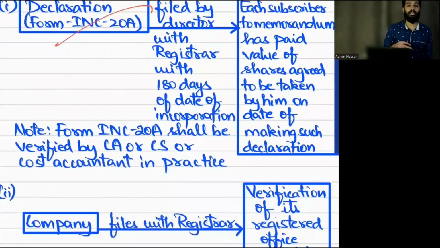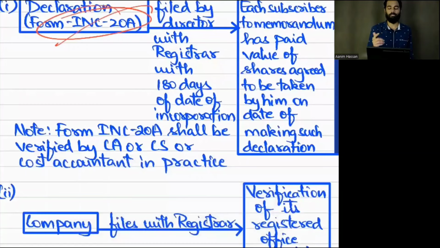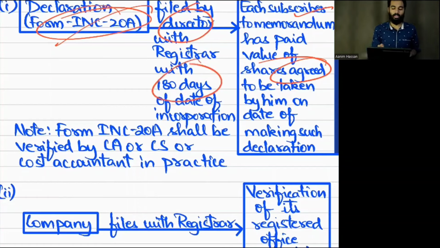First is a declaration will be filed. What is the declaration? This declaration should be in form number INC 20, yes or no. And what is the declaration? The declaration is with respect to the subscriber: a subscriber should own at least one share, that we saw when we were learning about the memorandum. So within 180 days, however many shares he agreed to purchase, has he paid for those shares? The declaration will be given by the director within 180 days from the date of incorporation, yes or no, yes.